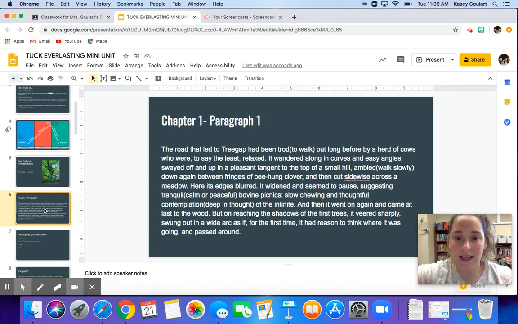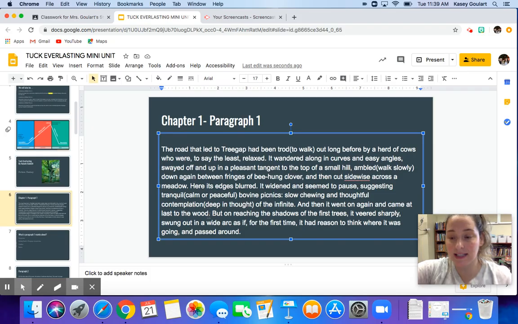And then it says, when it went on again and came at last to the wood. The word wood here is used singularly. It's a singular noun. But the author is using the word wood to discuss a large forest or an area of woods. That's an interesting noun. It can be used singularly like this, but mean something plural as well.